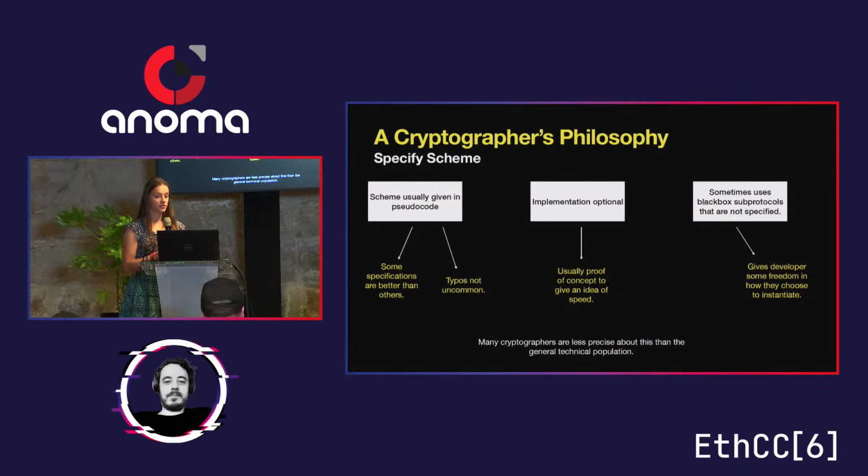The next step in the process is to specify the scheme. And this is an area where I would say cryptographers are, in general, a bit less precise than the general technical population. Don't get me wrong, some specifications are better than others. There are some very good quality ones out there. But there are also less good quality ones out there. Typos are not that uncommon. Sometimes there's an implementation, but it will typically be a proof of concept implementation done purely to give an idea of speed.